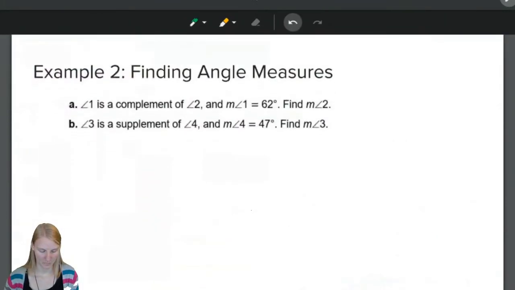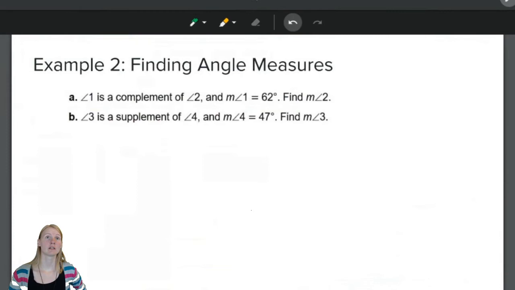Okay. We have quite a few examples today. This is the next one. We're still using complementary and supplementary. So angle 1 is a complement of angle 2.